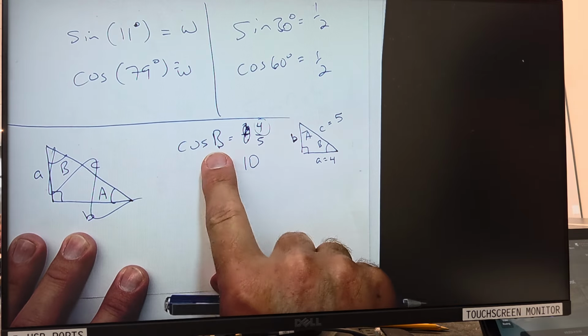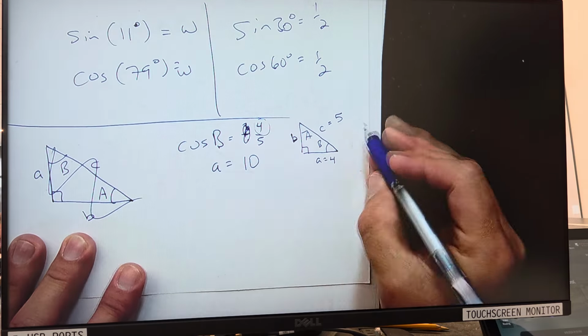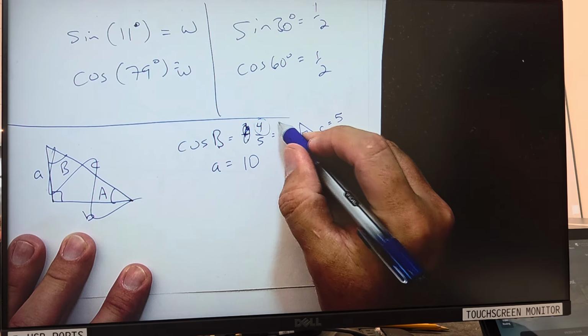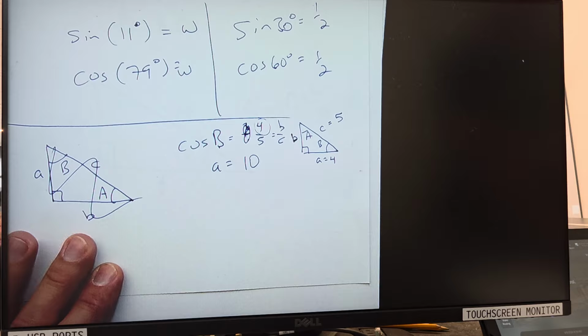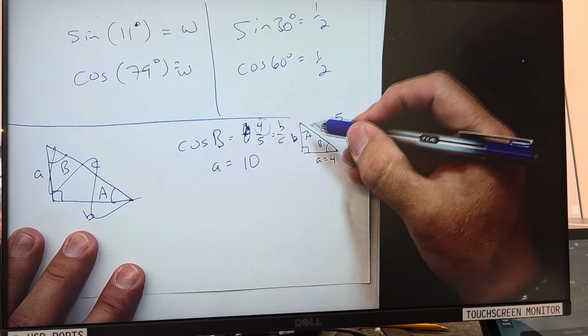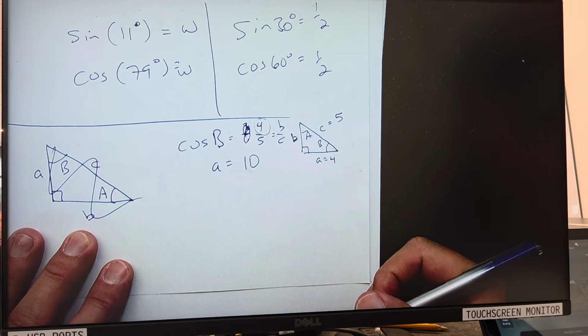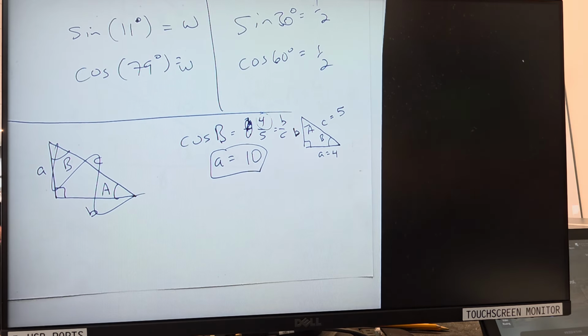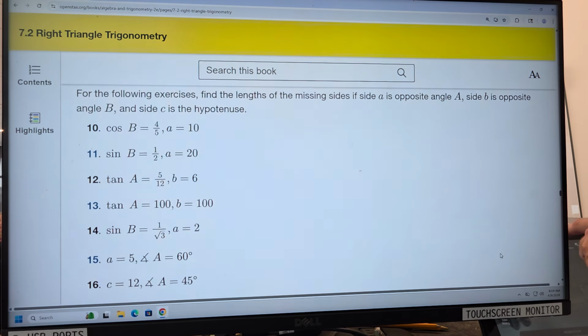So I know that cosine B in general here is going to be B over C. Is that cool? Cosine B is B over C. I like it. And now they also tell me what A is. And I think the question, what was the question? Oh, the lengths of the missing sides. Oh, okay.